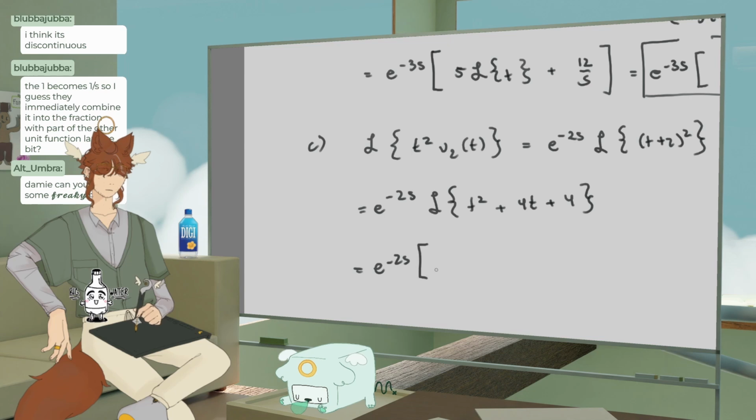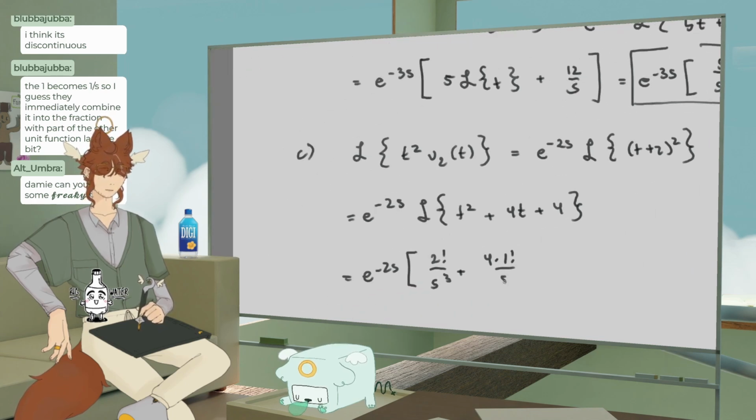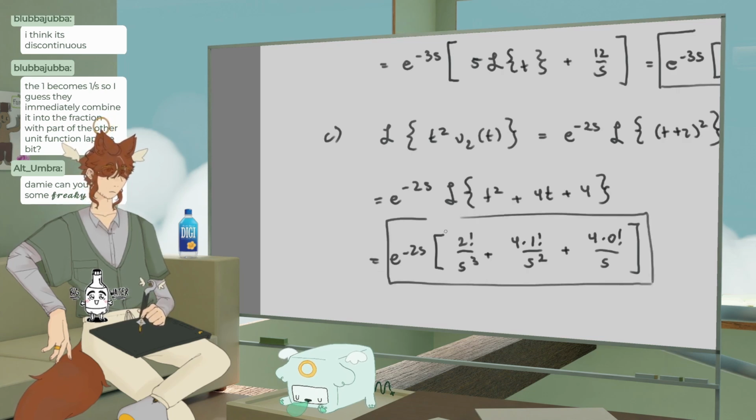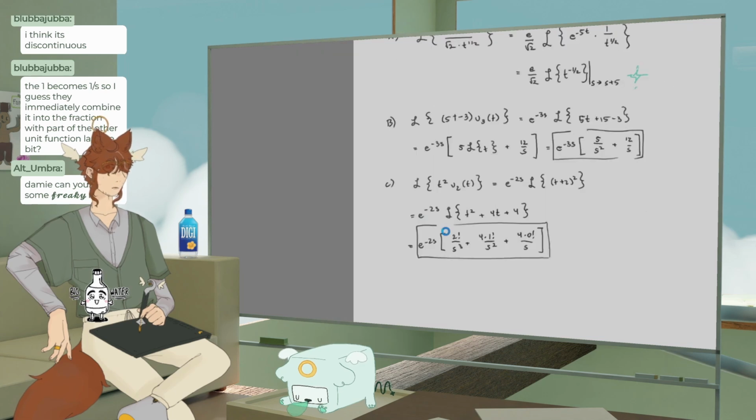Okay, so we've got t squared, so that's 2 factorial over s cubed plus 4 times 1 over s squared plus 4 times 0 factorial over s. There we go. Now we're cooking with gas. We got the stove on.